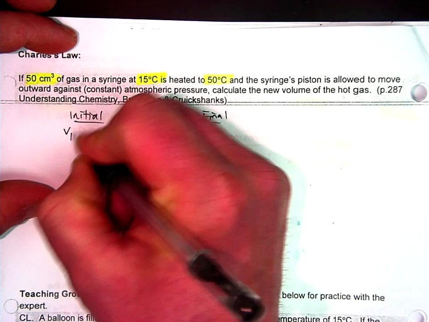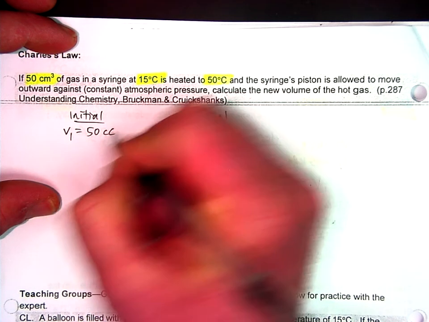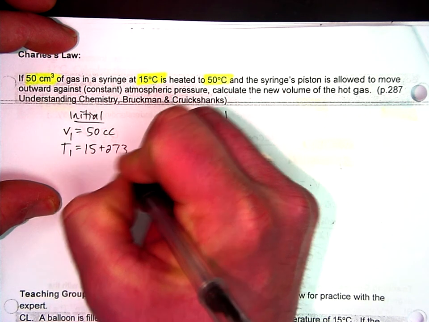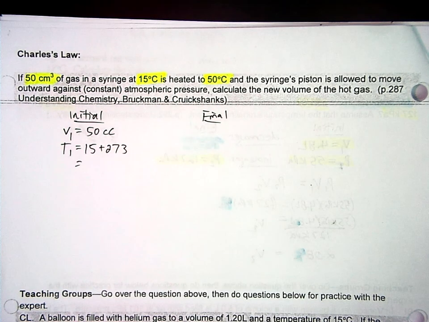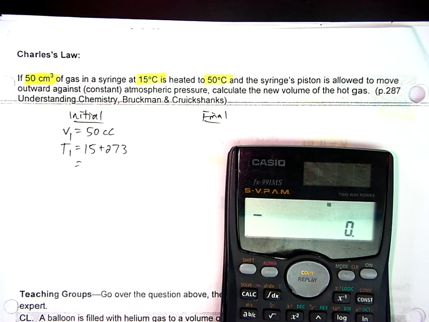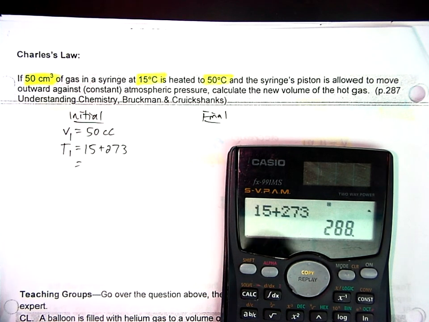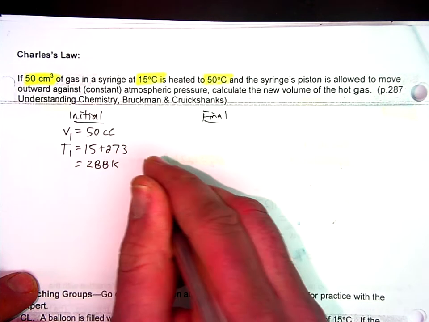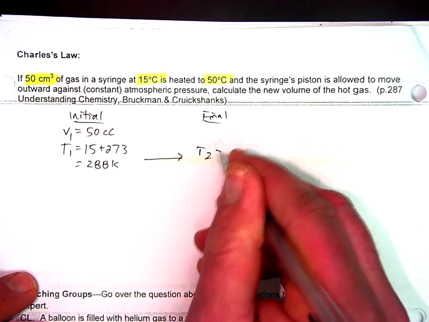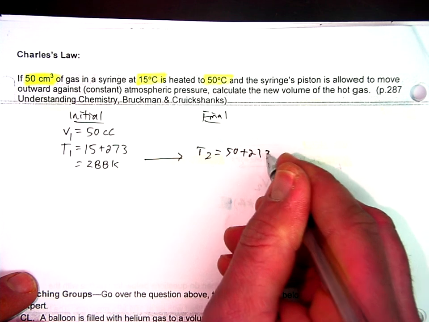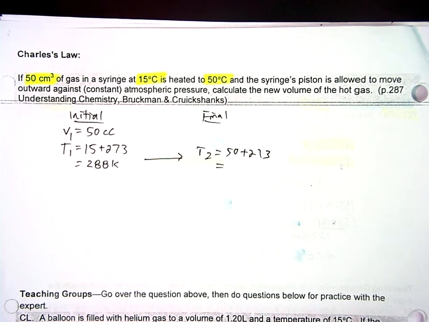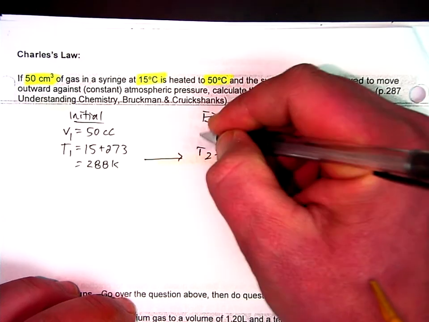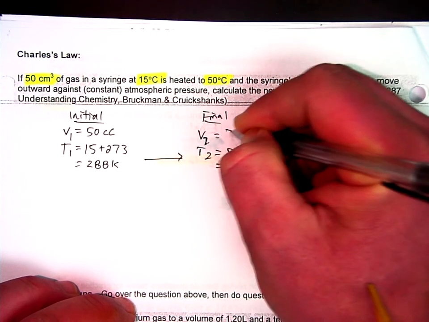So my initial volume is 50 cc's. Initial temperature is 15. We're going to add 273. I don't like leaving it as Celsius at all. You could put in Celsius in there, it's just going to give you the wrong number. So don't do that. So 288 Kelvin. And then the temperature is going up to 50. Again, change it right away. 323 Kelvin, and then the volume is what we're looking for here.